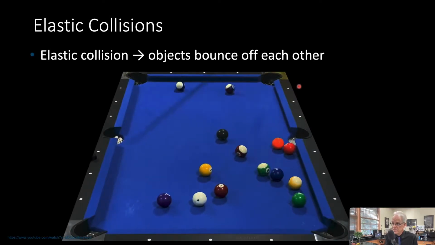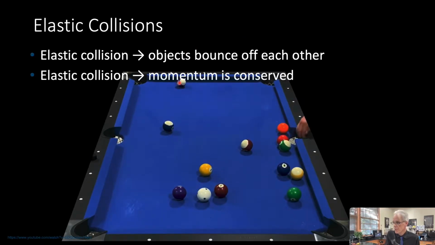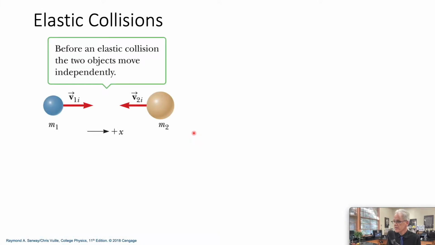First, an elastic collision is where objects bounce off of each other. We'll see that momentum is conserved in an elastic collision, as is kinetic energy. In an elastic collision, we'll take two masses. This is mass number 1, mass number 2. The masses will collide with each other.